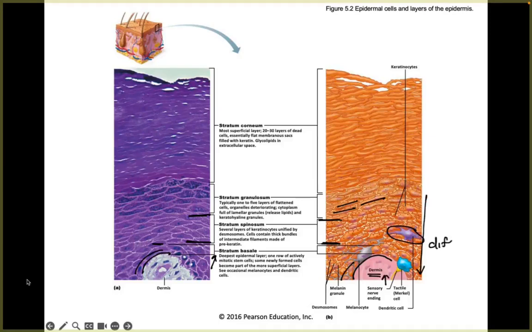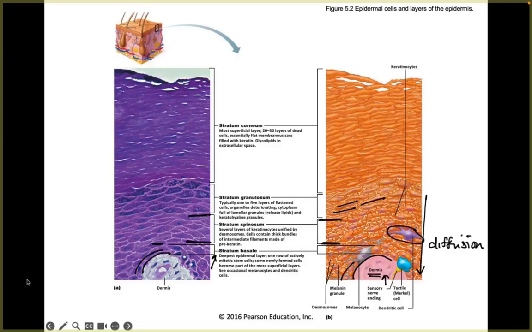Basically everything here, all the minerals and nutrients, are moved through diffusion. So the farther it gets away from the dermis, the less likely it is to get the nutrients and substances it needs to survive, and so the cells are going to start to deteriorate.